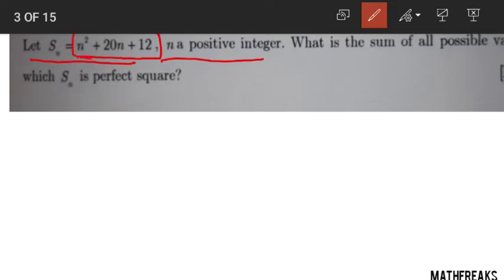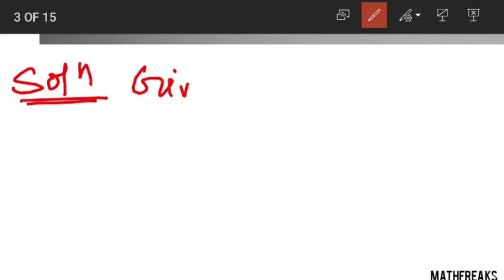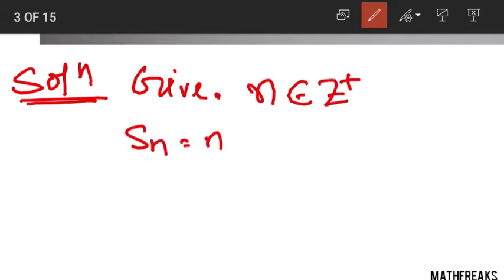First of all, let us write the given data. So again, solution: given n belongs to positive integers and Sn is equal to n square plus 20n plus 12, right? Now we have to find the values of n for which Sn is a perfect square.